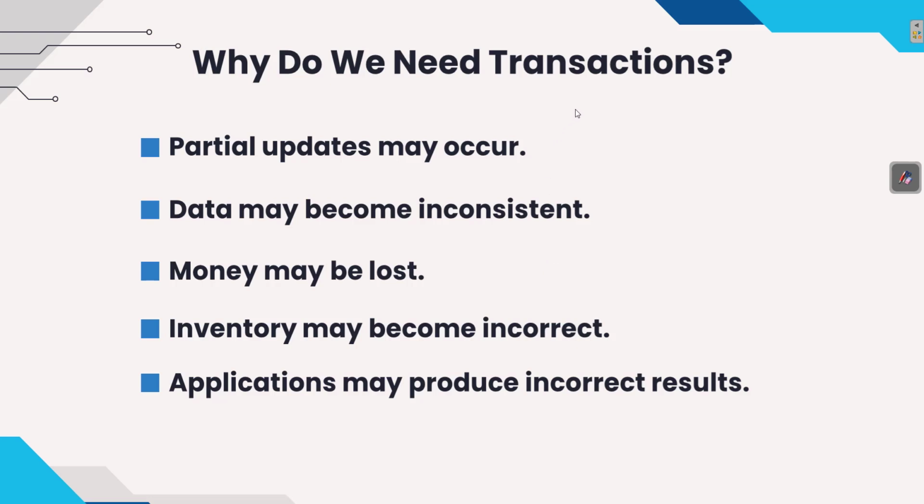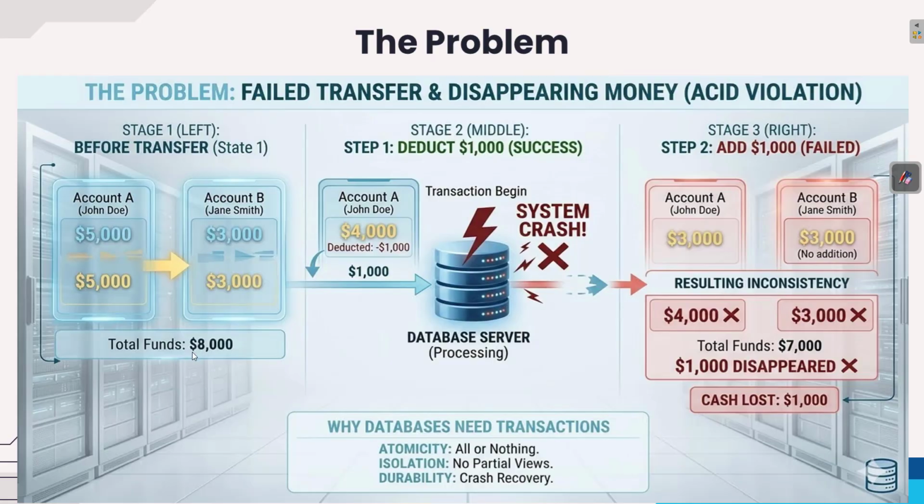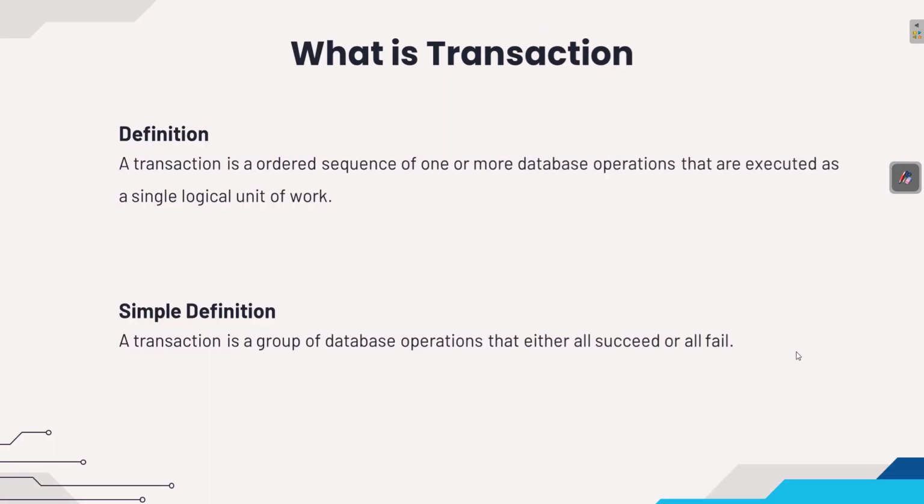Okay, why do we need transactions? In the previous examples, you have seen we have some problems. Partial updates may occur and data may be inconsistent. In the previous example, the data is inconsistent: the total funds should be $8,000, but due to some problem the total funds are now $7,000. This is inconsistent data. Money may be lost. In the same example, you have seen $1,000 is lost.